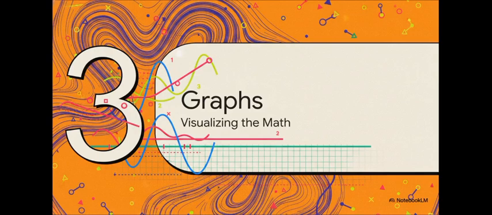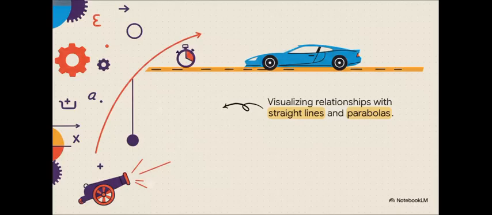Okay, Section 3, Graphs, Visualizing the Math. We've got the written grammar down, so now let's transition into visual communication. Graphs actually take equations and give them a physical shape. A straight line represents a constant rate of change. Picture a car cruising at a perfectly steady speed. Meanwhile, the symmetric curve of a parabola visually communicates something totally different, like the acceleration of an object or the arc of a baseball flying through the air. You can literally just look at the shape and instantly know what kind of physical motion is happening.